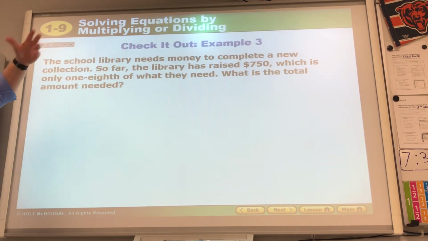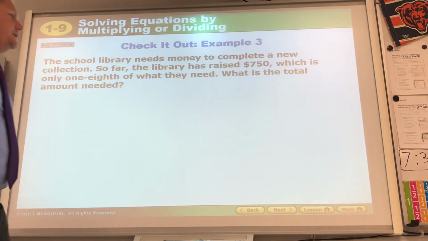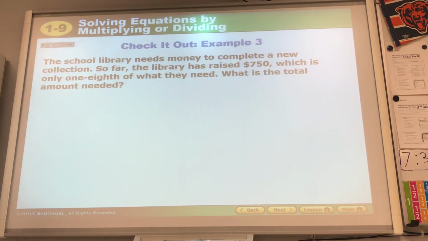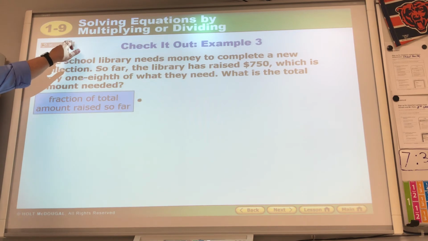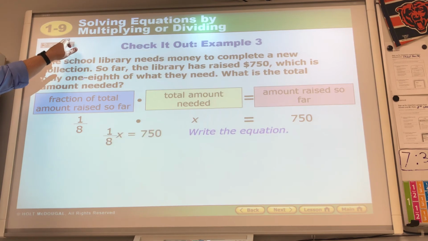All right. So the school library needs money to complete a new collection. So far, the library has raised $750, which is only 1/8 of what they need. What's the total amount? All right. So fraction times total amount gives you the amount you already have. We want to know, so we put those in. There's the equation. All righty.